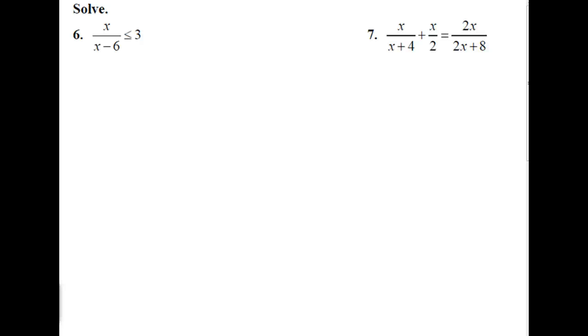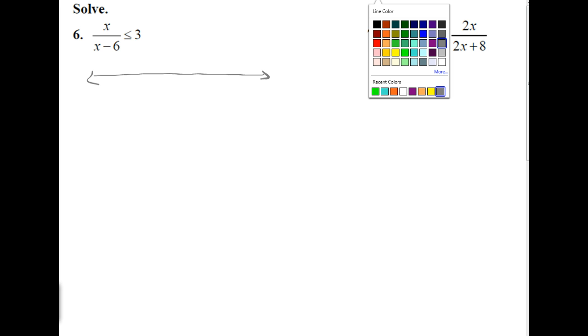Okay, here's question 6, 7, and 8. These are inequalities, or at least 6 is an inequality, which means we're going to use a number line to solve this. And the first number that's going to go on that number line, if I just draw a number line here, is anything that makes the denominator 0.